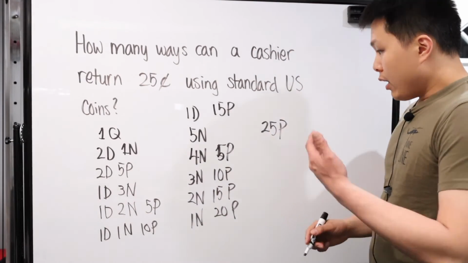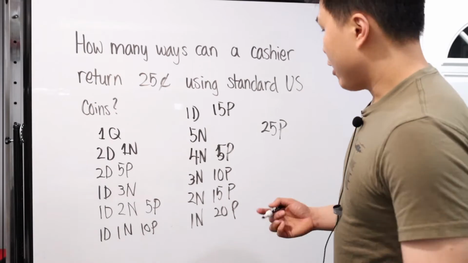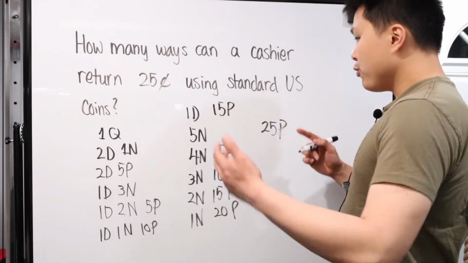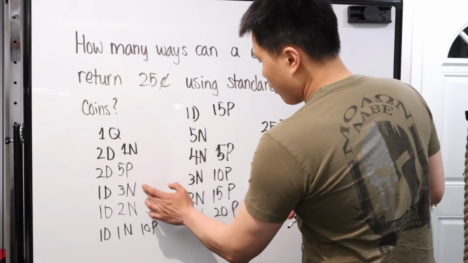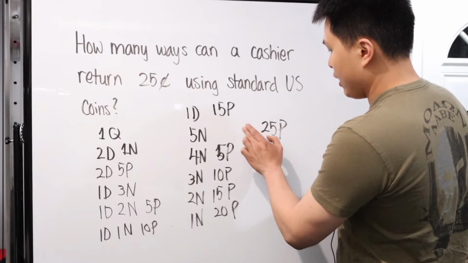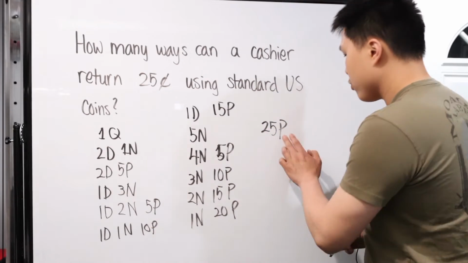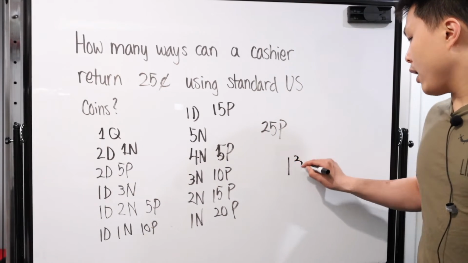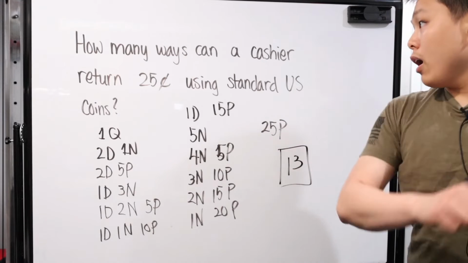And there it is, right? Did I miss anything? Maybe. I don't know. Check my math. But if not, we can count them. 1, 2, 3, 4, 5, 6, 7, 8, 9, 10, 11, 12, 13. 13 ways, at least from my initial attempt to solve this problem.